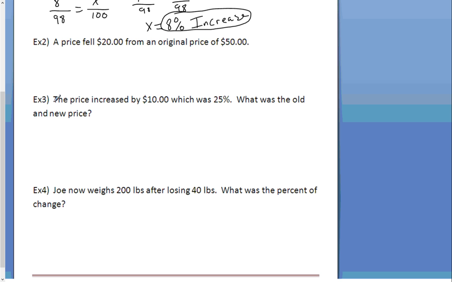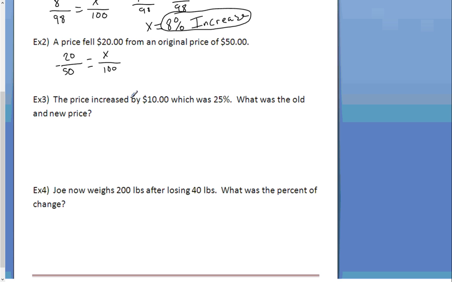The price fell by $20 from an original price of $50. Now, what does the price fell by $20 mean? Well, let's go through the formula again. Remember, it's change over the original equals percent over 100, so let's fill in the blanks. The price fell by $20. Well, that means the price went down by $20, which makes that the change. So that 20 goes on top. And the original price was 50, so that's easy. It's 20 over 50 equals x over 100.